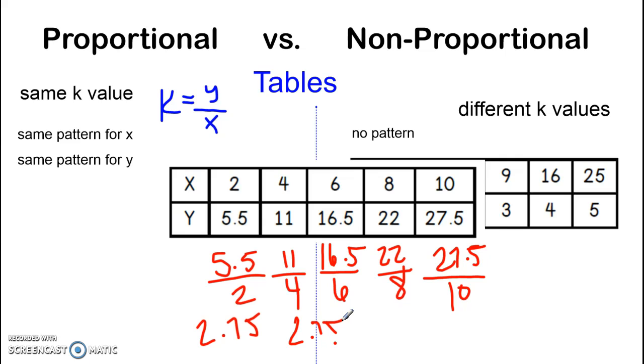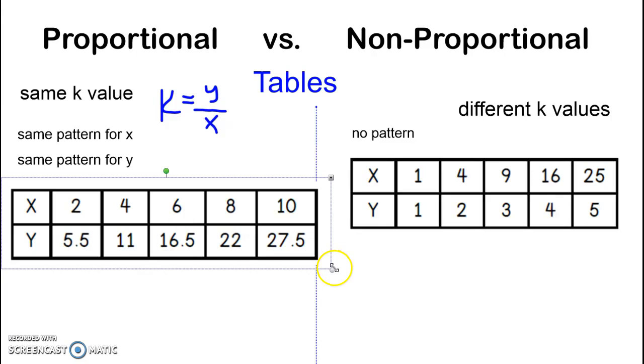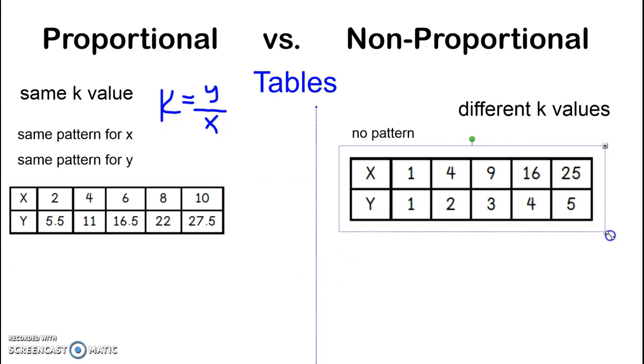16.5 divided by 6 is also 2.75. 22 divided by 8, 2.75. And since we have that last value in the table, we do get 2.75 as well. So since we have the same K value for each of these, this table gets to go to the left side. It is proportional. We'll make this one a little smaller.